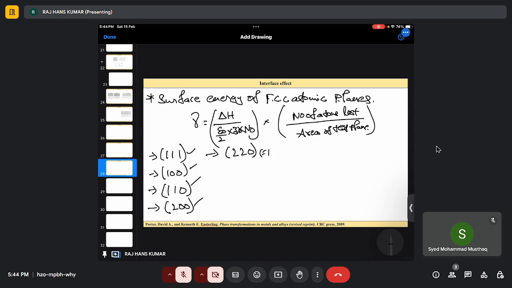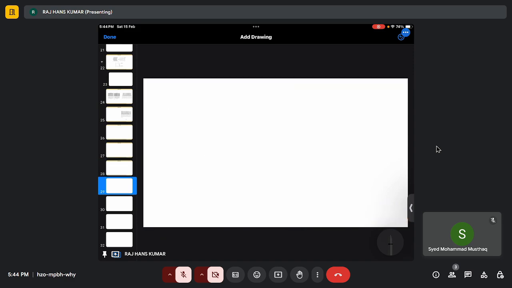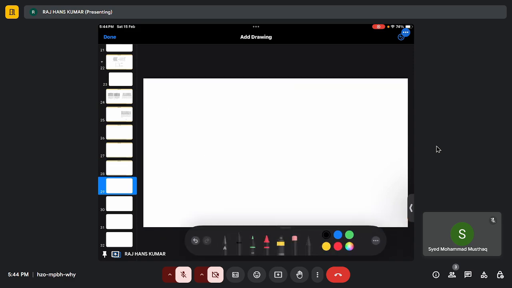If you do not come to that solution, you can just mail me. I can share that solution for you. Okay. Now let's draw simple cubic unit itself. Right.